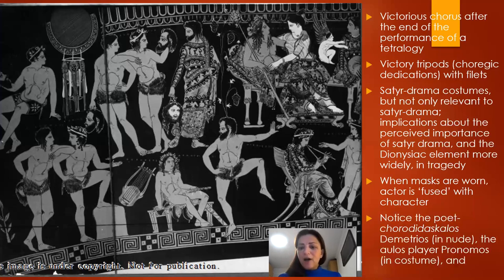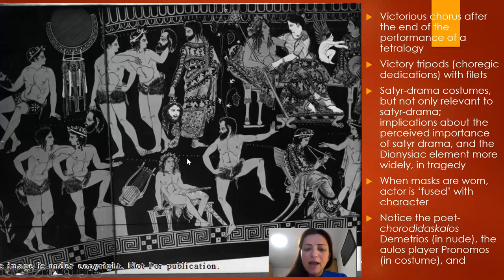Now, other important things I want you to notice here: the poet, and he has his name inscribed here, Demetrius. Actually, most of the chorus members also have their names inscribed next to them, although most of these names, if you read them, are probably fictional, because they're speaking names. Most of them have references to victory, so Nikephoros or Eunicus, something to do with Nike or victory. I will talk to you about why these names are probably fictional.